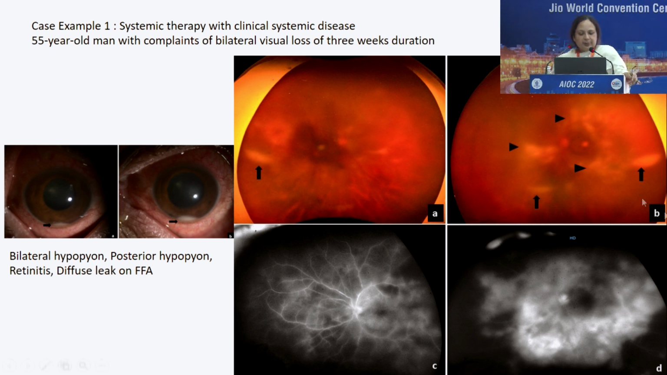Now this is a patient who comes, a 55-year-old man seen with bilateral visual loss of 3 weeks duration. You can see there is hypopyon, there are black arrows indicating posterior hypopyon, there is a diffuse leak on fluorescein, and then there are these yellowish lesions, and of course there is vitritis because of the media haze. So this is the patient where it has syphilis written all over it.